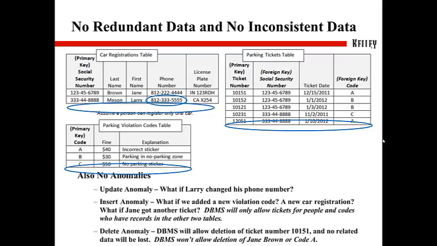There is no delete anomaly. The database management system will allow the deletion of the parking ticket 10151, and no other data will be lost. However, the database management system will not allow us to delete a record in the car registrations table or the parking violation codes table because there are related records in that parking tickets table.